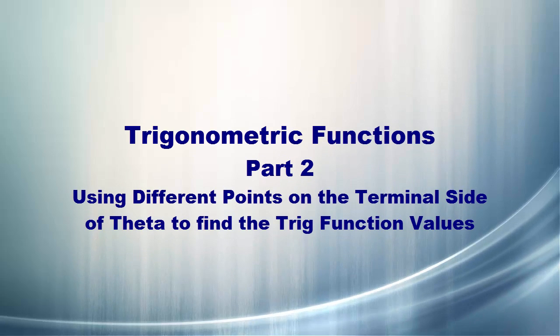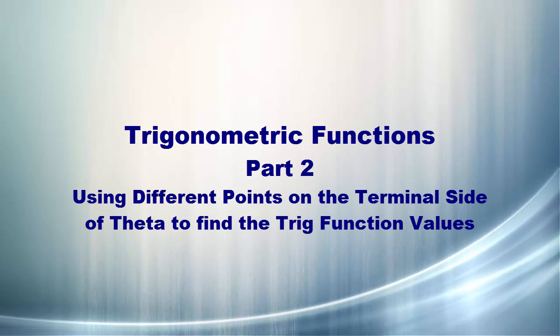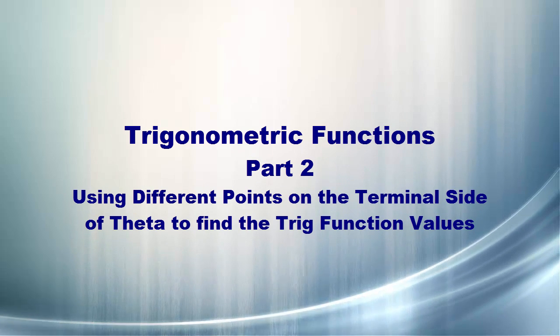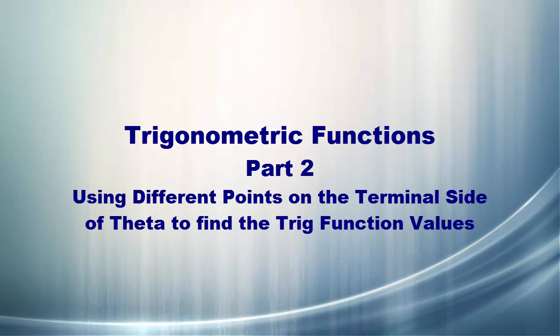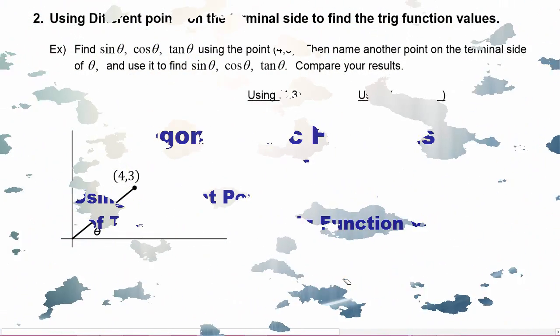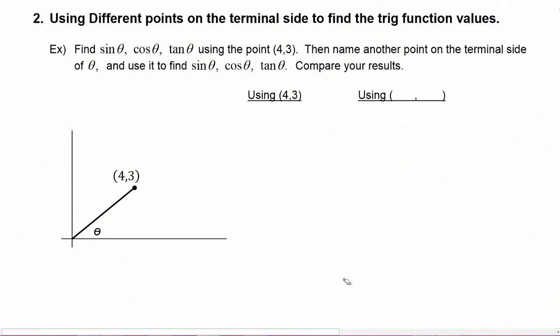In part 2 of our lesson on the trigonometric functions, we're going to study how you can use different points on the terminal side of theta to find the trig function values. So in this example, we're going to find sine theta, cosine theta, and tangent theta using the point (4, 3). We can see that the terminal side of theta goes through this point, (4, 3).